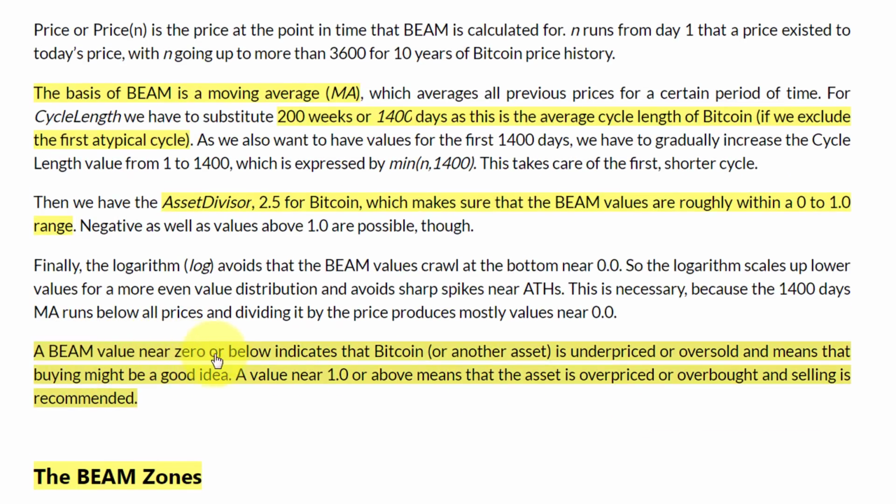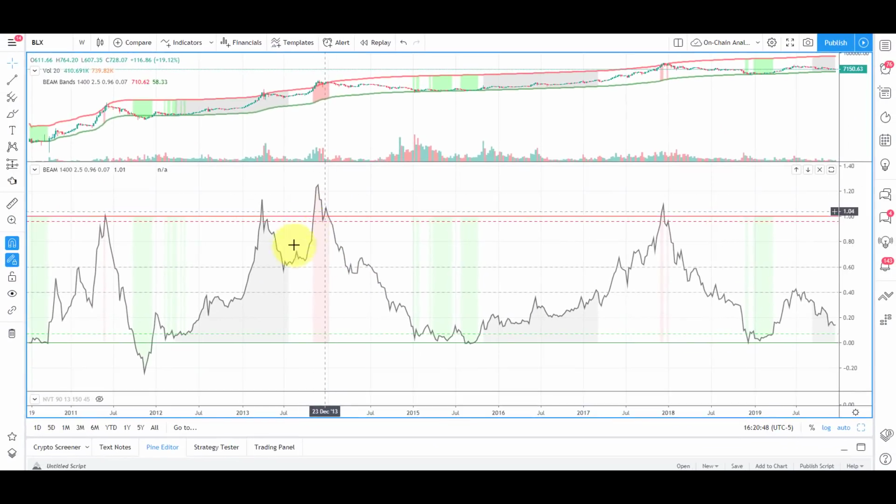A beam value near zero or below indicates that Bitcoin or another asset is underpriced or oversold, and means that buying might be a good idea. A value near 1.0 or above means that the asset is overpriced or overbought, and selling is recommended. So that's basically this. If you're up over 1 in that area, time to get out, as you can see up here. And then likewise down here, oversold, good areas to accumulate here and here. Okay, so simple stuff like other oscillators that we have.